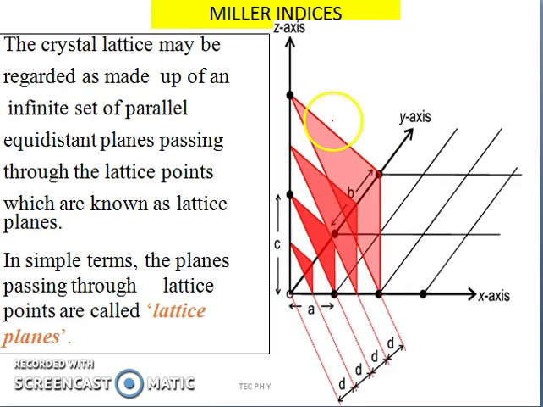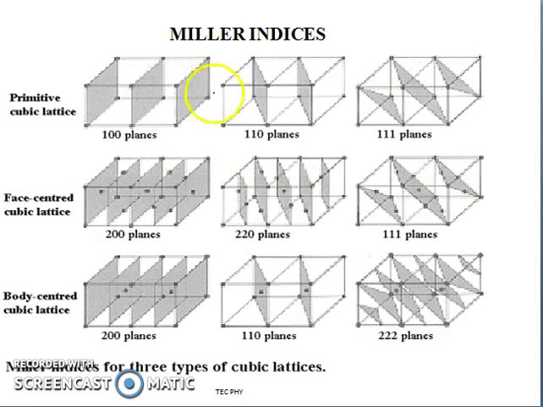In the given figure, the planes are passing through different points of a crystal, that is, different lattice points, which are parallel to each other. The first three diagrams indicate different sets of lattice planes in a primitive cubic lattice. In the second three sets, planes are passing through different lattice points in a face-centered cubic lattice. And in the third set of figures, planes are passing through different lattice points of a body-centered cubic lattice.